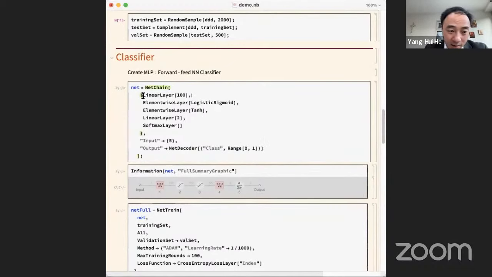So linear layer means it's fully connected, a fully connected affine transformation. So that's the identity activation function. With weights and biases, it becomes the general matrix affine transformation. The second layer I put in is an element-wise layer of logistic sigmoid function. I can play around. ReLU would be fine too, possibly. And I'm going to follow that up with a hyperbolic tangent. And then I'm going to make it into a fully connected binary layer, hence the second linear layer.